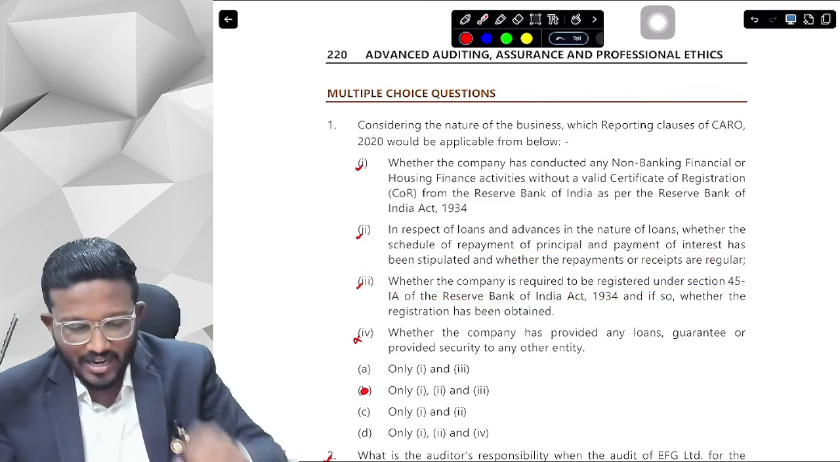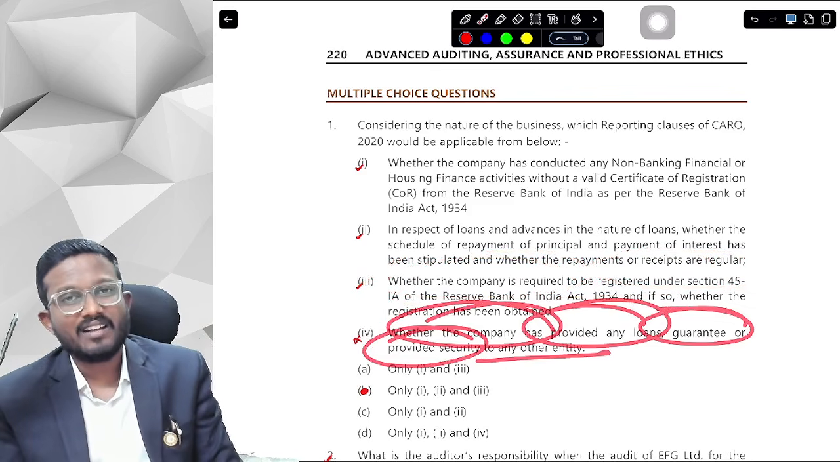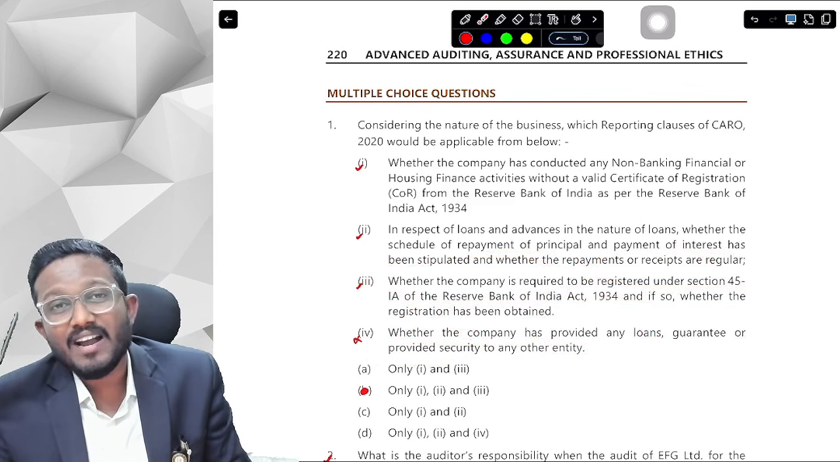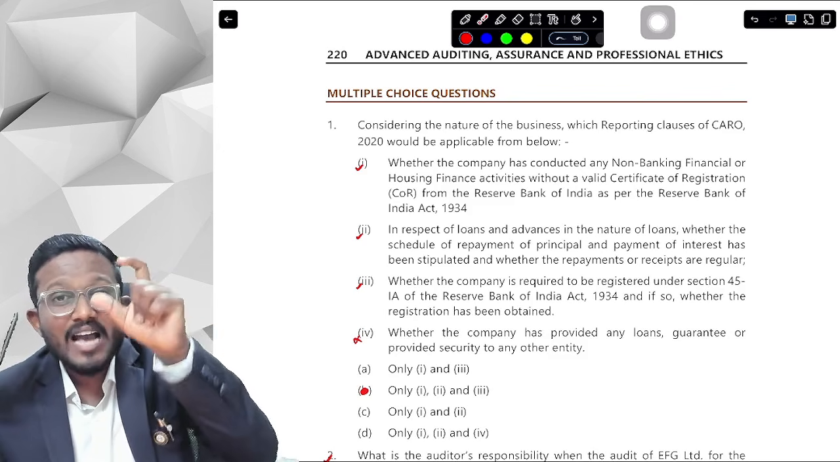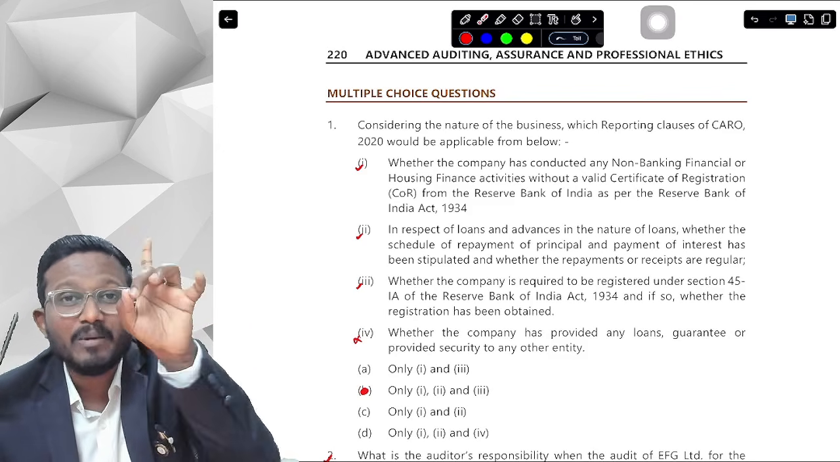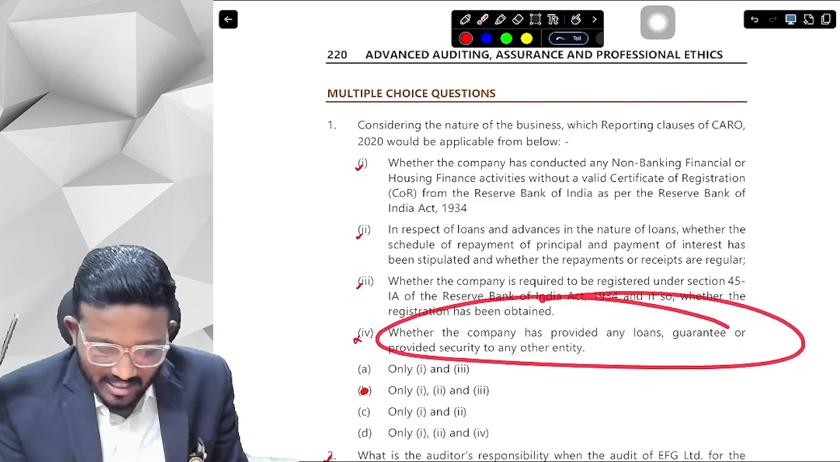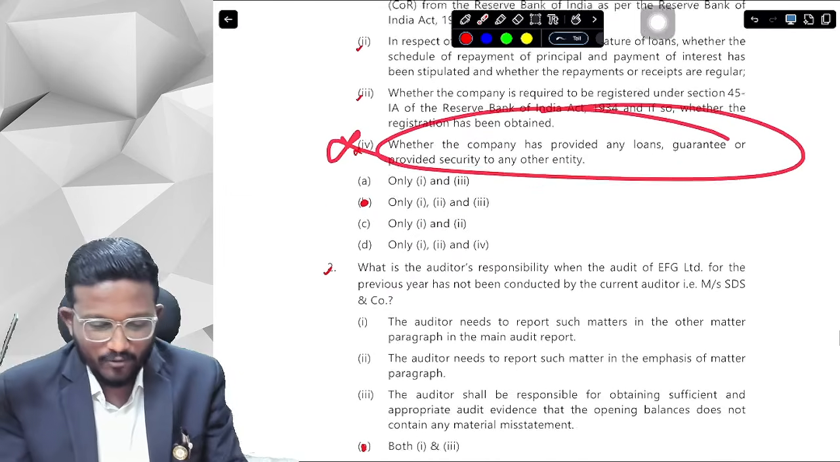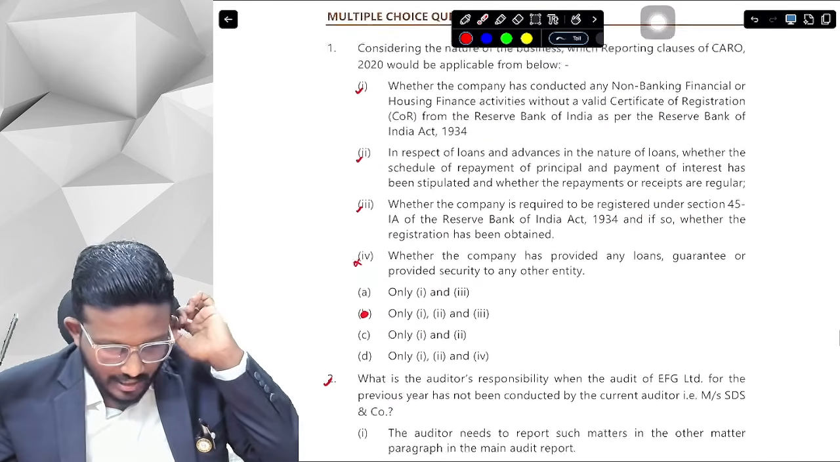But what we do not have to report is whether the company has provided any loans, guarantee or security to any other entity. Why, sir? Why do we not have to report it? Because in this particular sub clause, we have discussed that this clause is not applicable to a company whose principal business is to give loans, and an NBFC has the principal business of giving loans. That's why this sub clause is not applicable. So we have to report only on 1, 2, 3. Okay, 1, 2, 3. Okay, chalo.